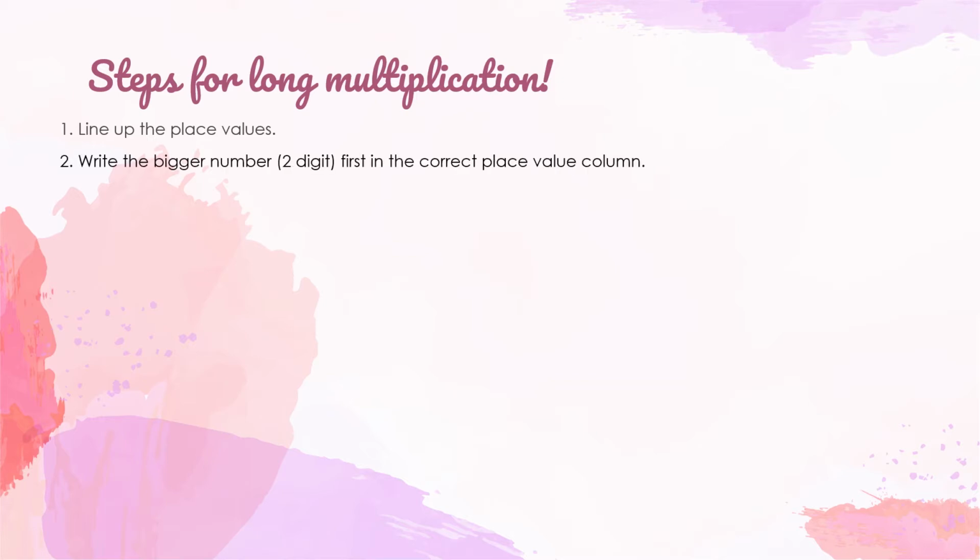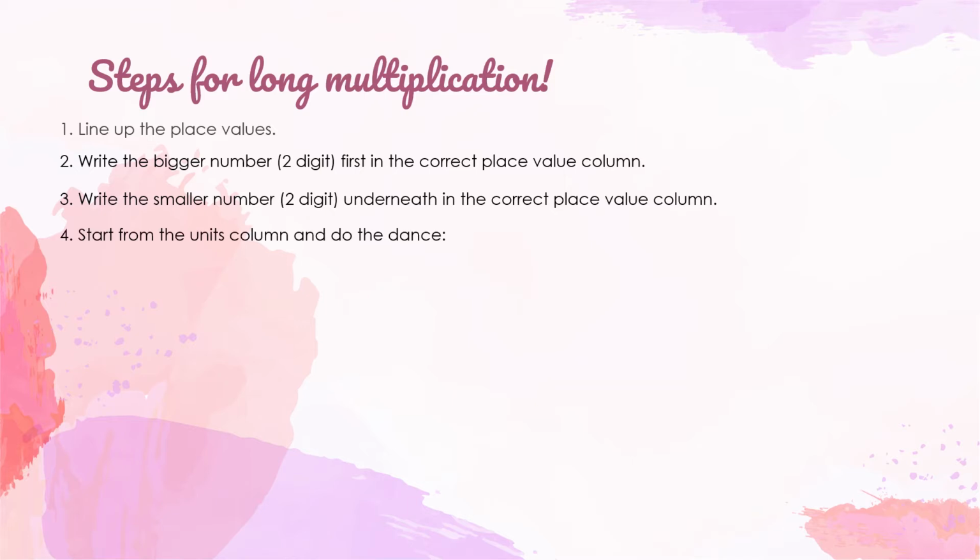Step 2, write the bigger number first in the correct place value column. So elephant on top. Step 3, write the smaller number underneath in the correct place value column. So your teeny tiny ant on the bottom. Step 4, we're going to start from the units column and we're going to do the dance. So our dance goes like this.